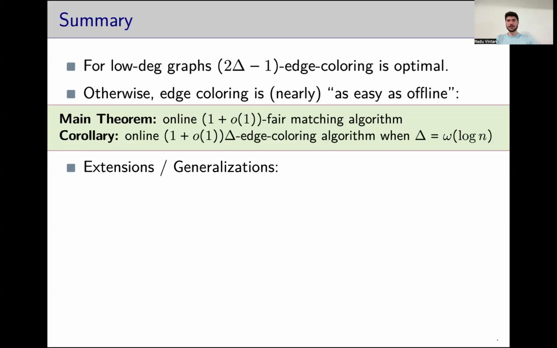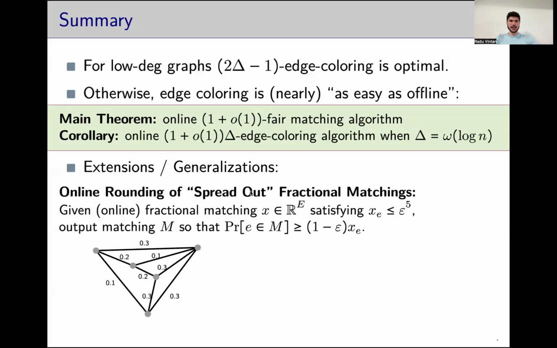Then we have some extensions and generalizations in our paper. We can extend our approach to round fractional matchings. If these fractional matchings are spread out, with not too large fractional values, we can adapt our ideas to compute online a matching such that each edge is included with a probability roughly equal to the fractional value. This is not too surprising because online edge coloring is the concrete case where this fractional solution is just 1 over delta everywhere. Then we also have applications to slightly more general problems like online least edge coloring and online local edge coloring, which are in our appendix.